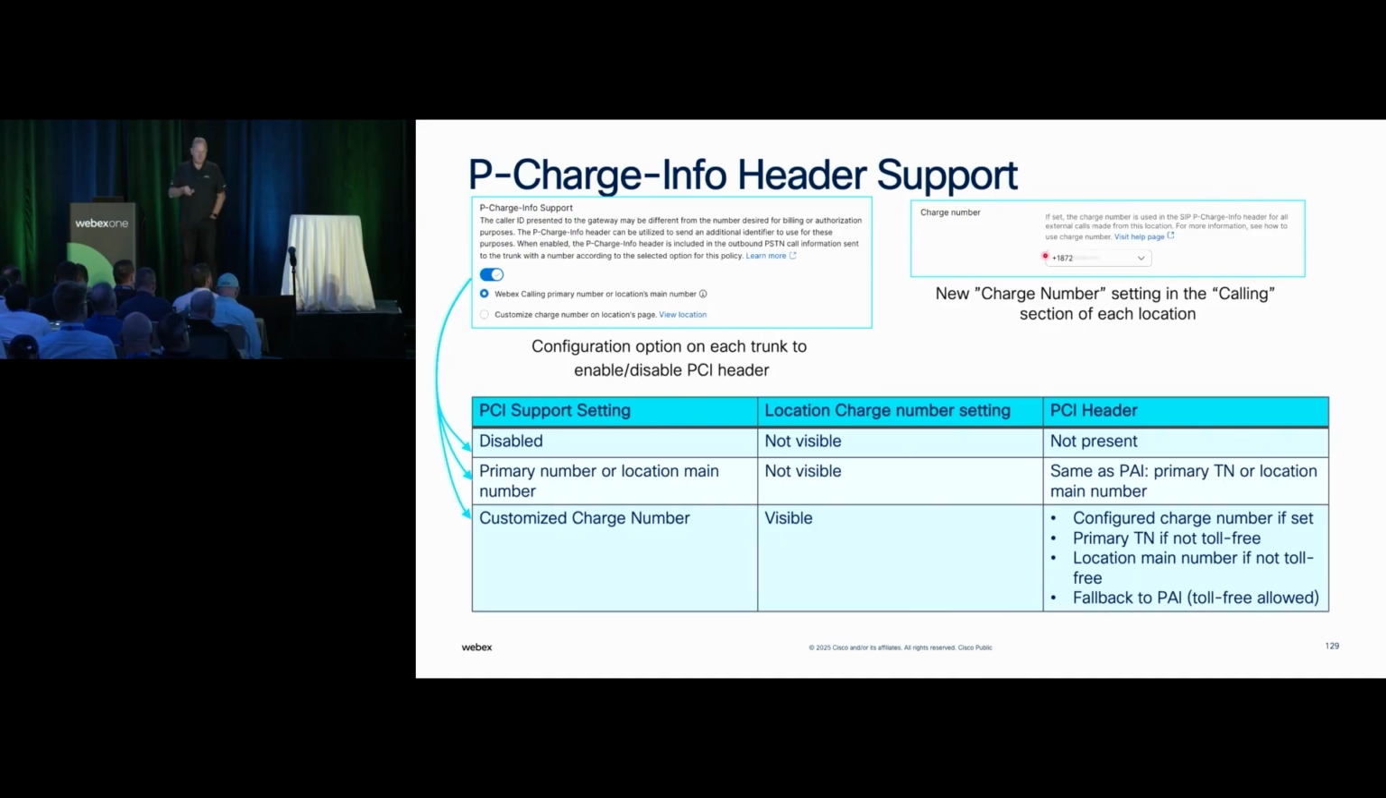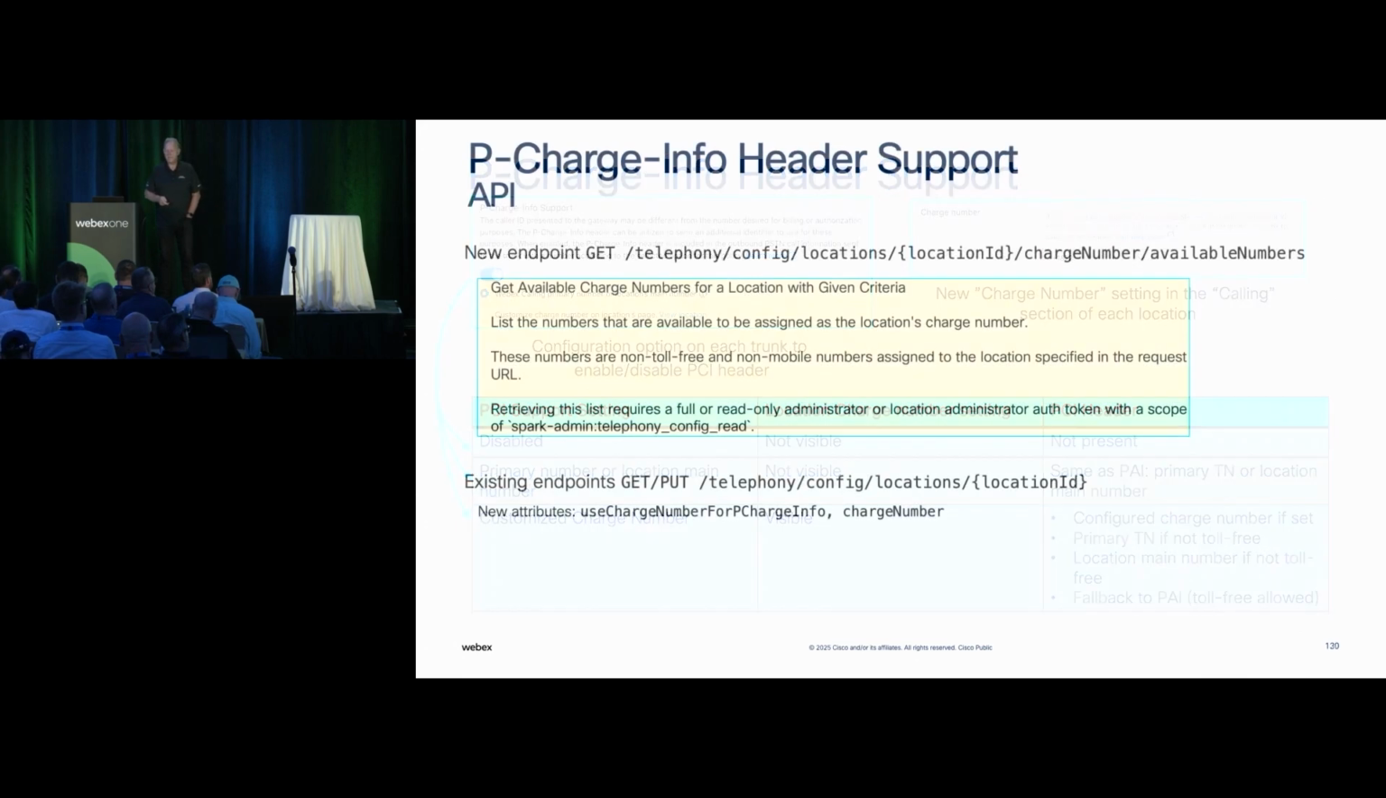So important thing, if you ever struggled with these billing scenarios to correctly identify the identity or the charging target, then this PCI header support should help you. There's also an API support for this. There's one endpoint to figure out which numbers you can potentially assign, and then there's an endpoint to actually set the location level PCI configuration.